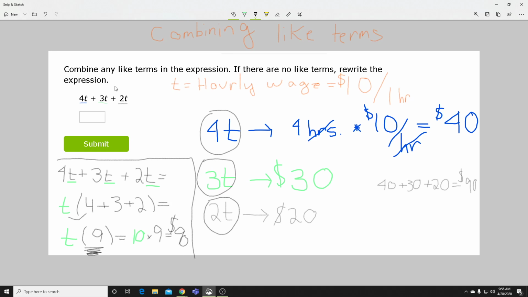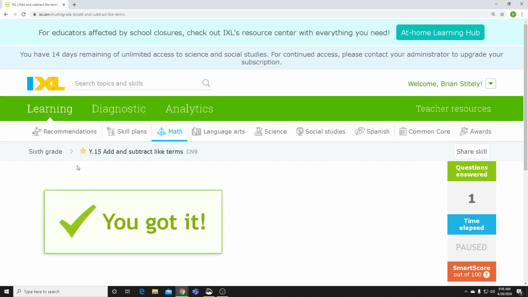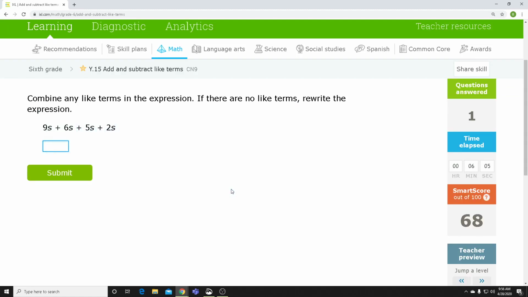So when you combine like terms, we're not looking for a number here because they actually don't tell us t up here. It was hypothetical. So in the end, your final expression is going to be like this. Well, let's do another. Let's do one a little harder. Let's do this.